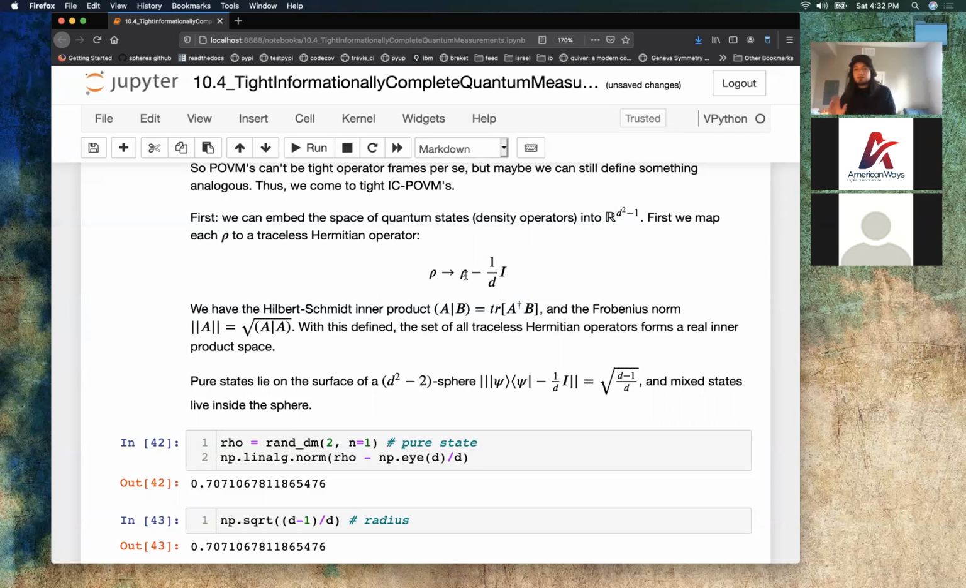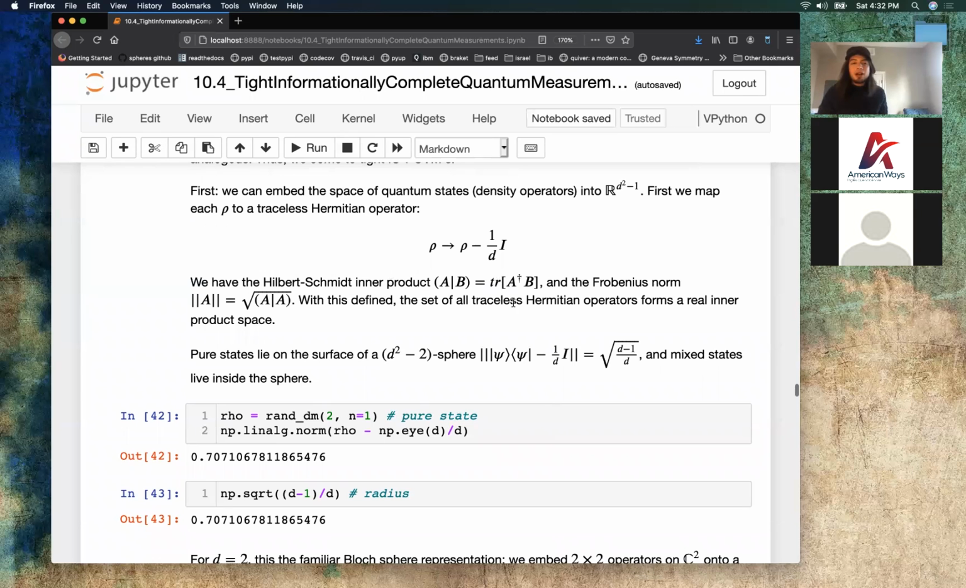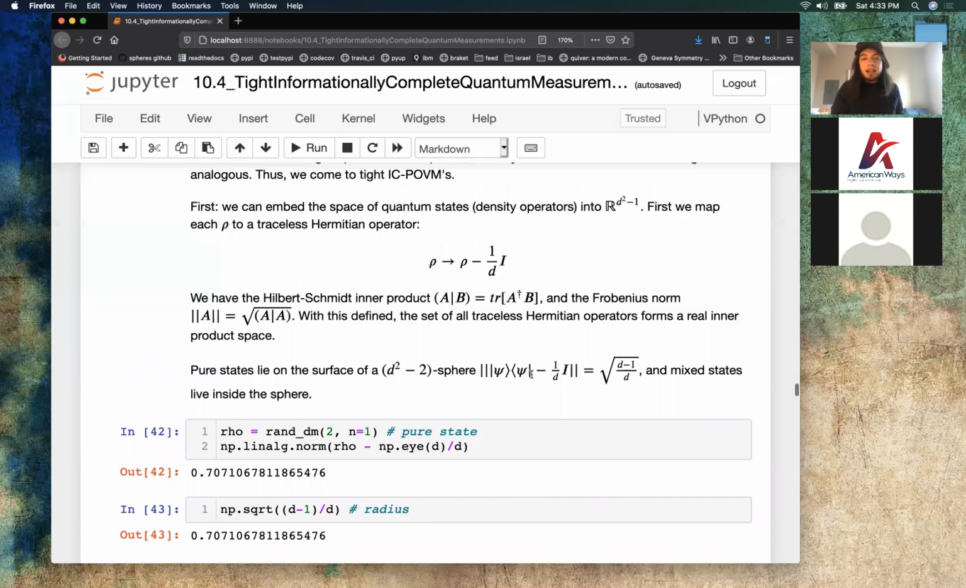And since the rows all have trace 1, this will lead to rho becoming a traceless Hermitian operator. And if we define an inner product and norm, it'll turn out that the set of all traceless Hermitian operators forms a real inner product space. What this will mean is that pure states will live on the surface of a d squared minus 2 sphere.